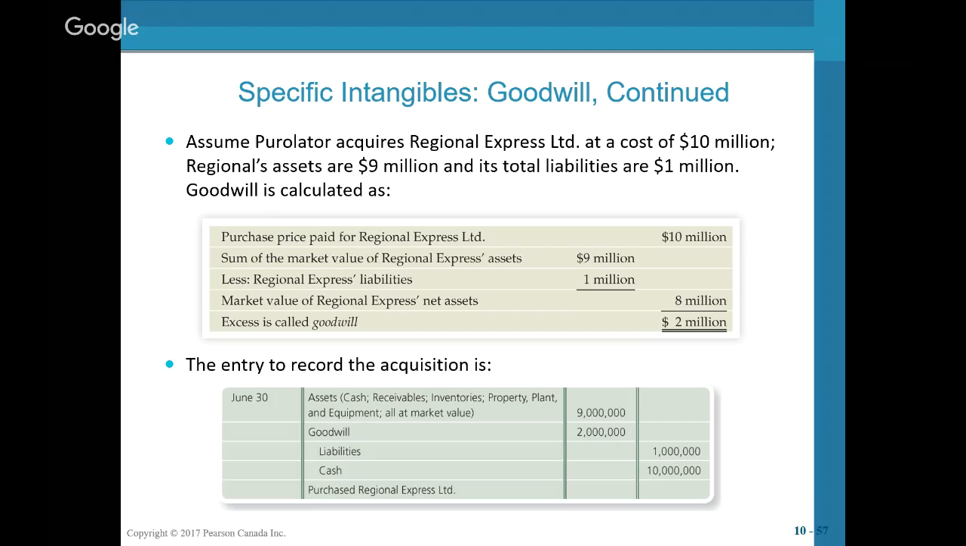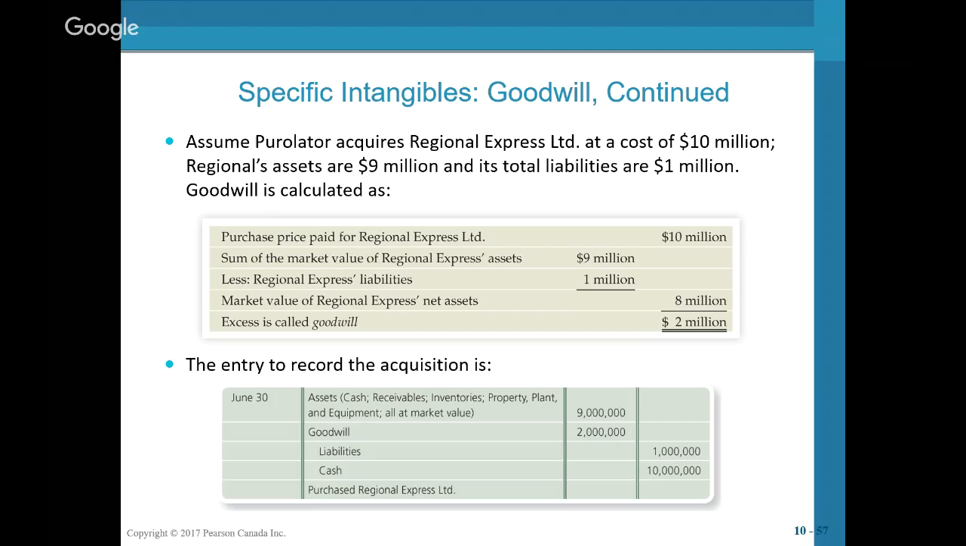The journal entry to record the acquisition would be to debit assets. So each of the respective assets for the $9 million we received, we'd credit the liabilities for the $1 million in liabilities. We'll credit cash for the 10 million in cash we paid. And then we need to deal with that difference of 2 million bucks. And that's why we've got an asset called goodwill, which is 2 million. Effectively, we paid more for that particular business than the net assets, probably because of the reputation it has.